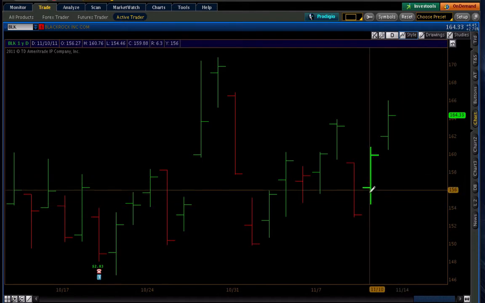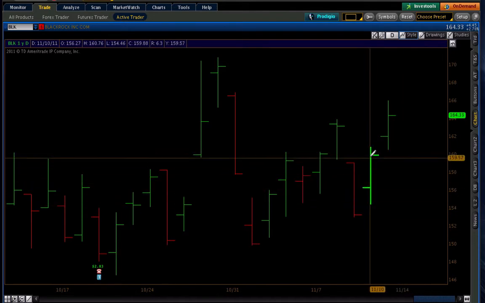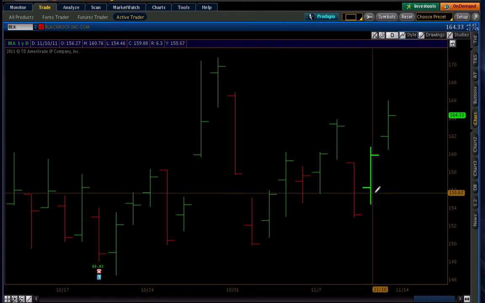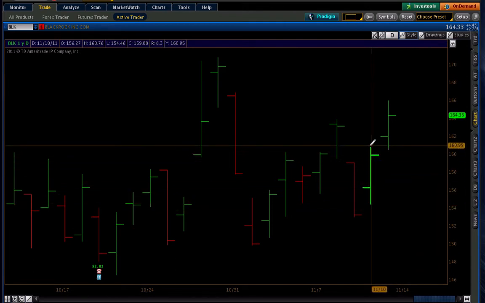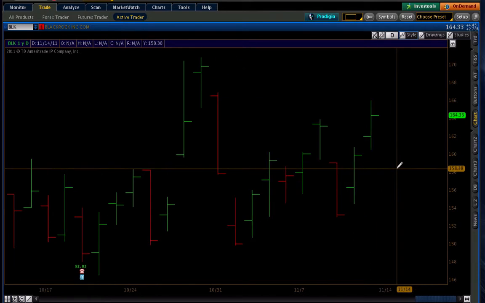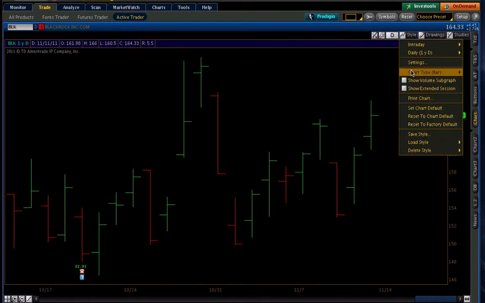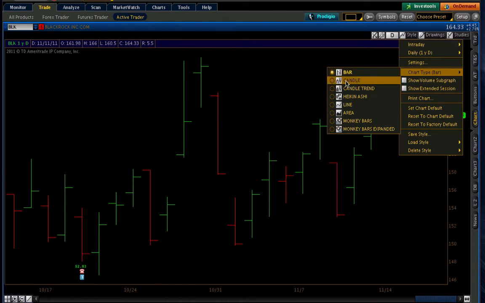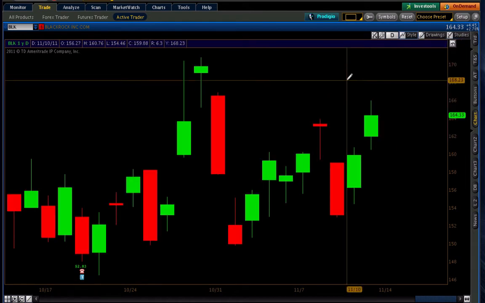But right here, if we take this bar, we have an open, we have a low, we have a high, and we have a close. So I don't like using the bar chart just because it's hard for me to gauge the sentiment of the market and read what is going on. So I like using Japanese candlesticks.